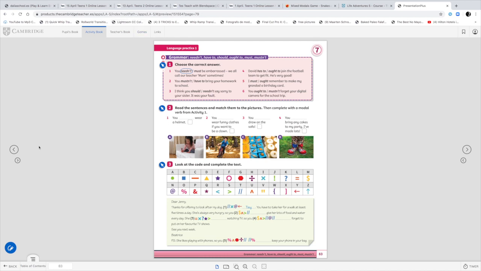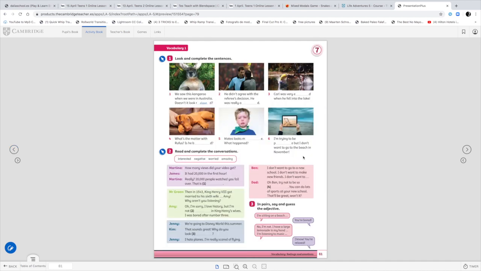So next week you can correct the answers of these three pages with the PDF that I will attach.